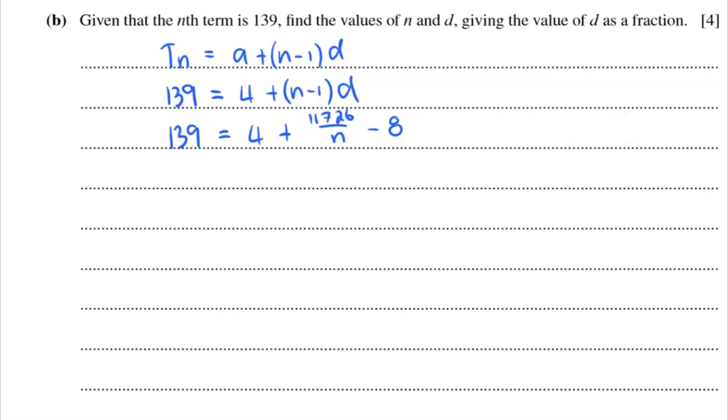So 4 minus 8 is negative 4. And if we take negative 4 over, we add it to 139. It's not 131, why do I keep saying that? And it's going to be 143 is equal to 11,726 divided by n. So n comes over. It's now above, and the 143 goes down, and it's on the bottom of the fraction. Okay, this should turn into a whole number because n has to be a whole number. So we put it in our calculator and we end up with 82.